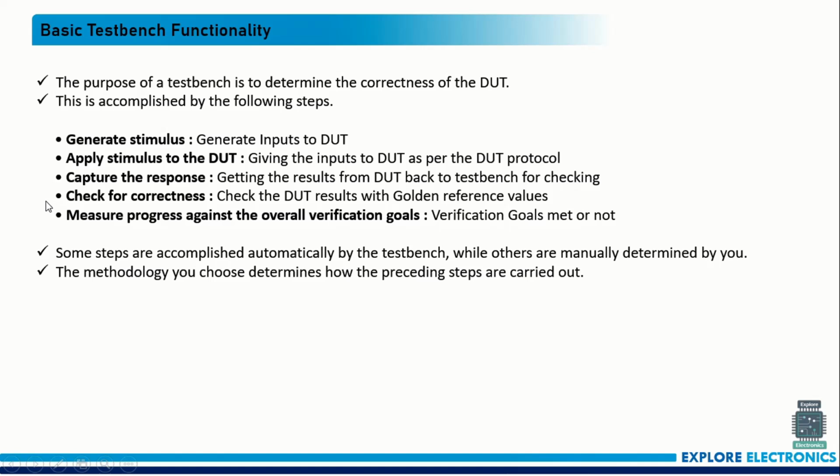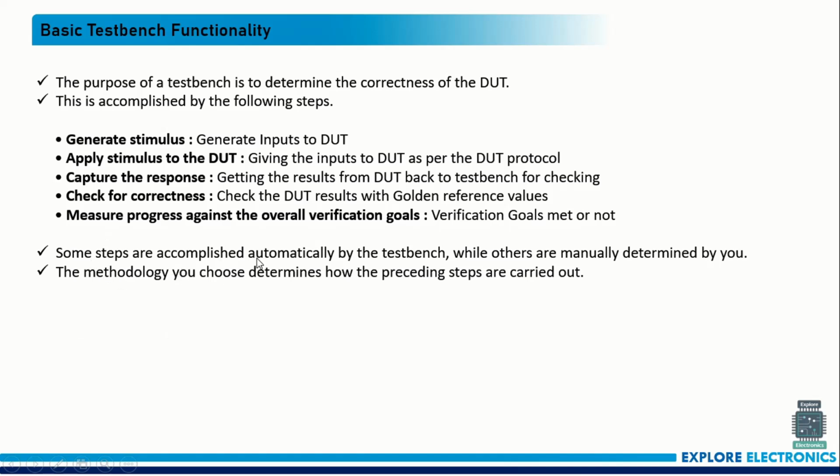And we need to check for the correctness. We need to have a golden DUT in our test bench or golden reference values. With respect to that, the output of the DUT needs to be compared and checked for the correctness. You can see here golden reference values. And then we need to measure the progress against the overall verification goals what we set at the plan level. So whether the goals are met or any other kind of verification we need to do to achieve those goals.